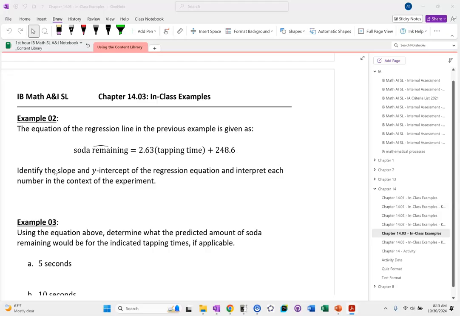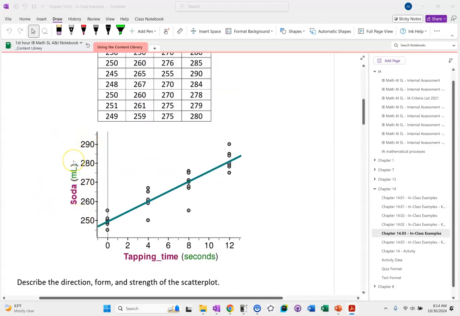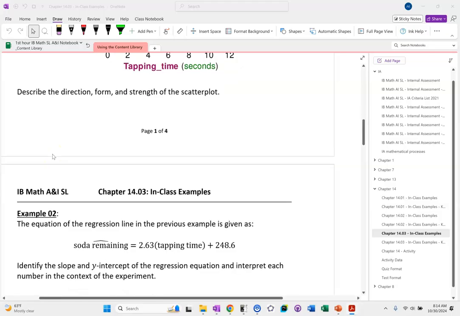we would predict, and then the slope, 2.63, fill in the unit for y, milliliters of soda remaining in the can. That's it. So for 1 second tapping on the can, or each additional second tapping on the can, we'd expect an additional 2.63 milliliters of soda remaining in the can. Something like that. Does that feel okay there?